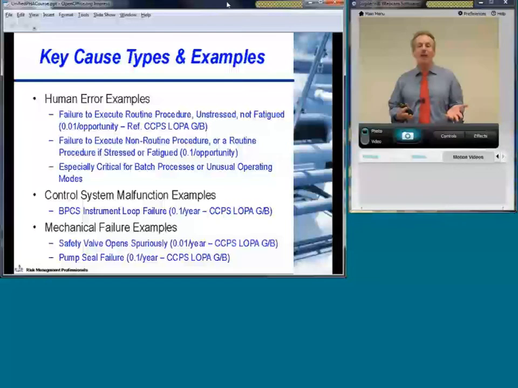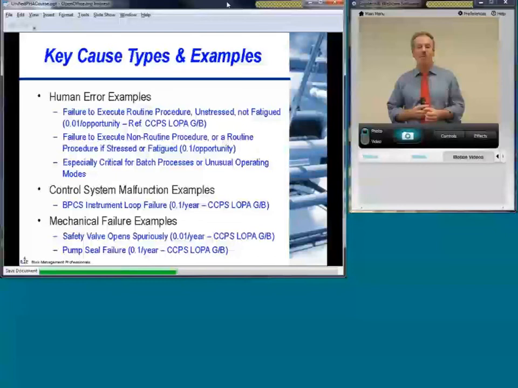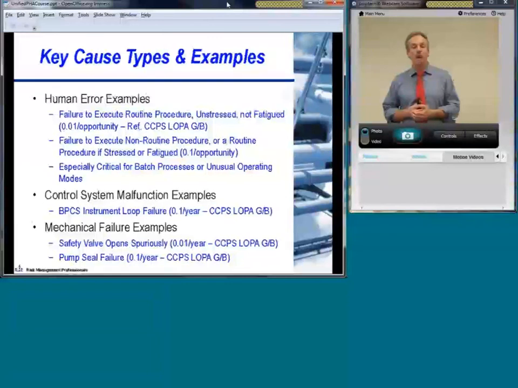not doing it correctly. The second bullet, failure to execute non-routine procedures, or a routine procedure if stressed or fatigued. Basically, you can get a factor of 10 more likelihood of failure because of the stress factors, the fatigue factors, or basically if they're not executing the procedure on a routine basis. Especially for batch processes or unusual operating modes, human errors are especially critical, and you've got to pay very critical attention to those.